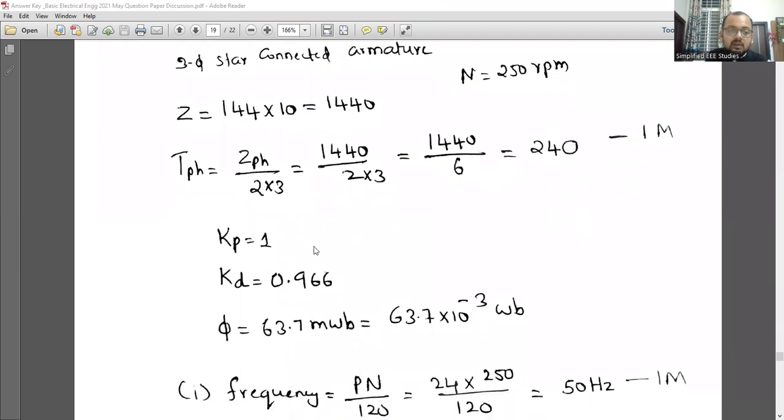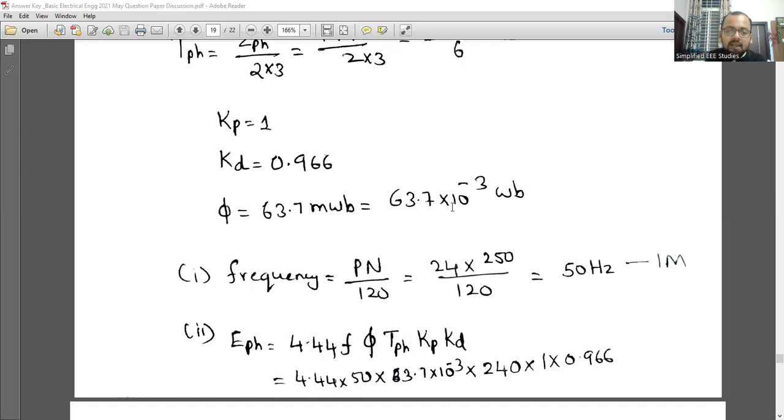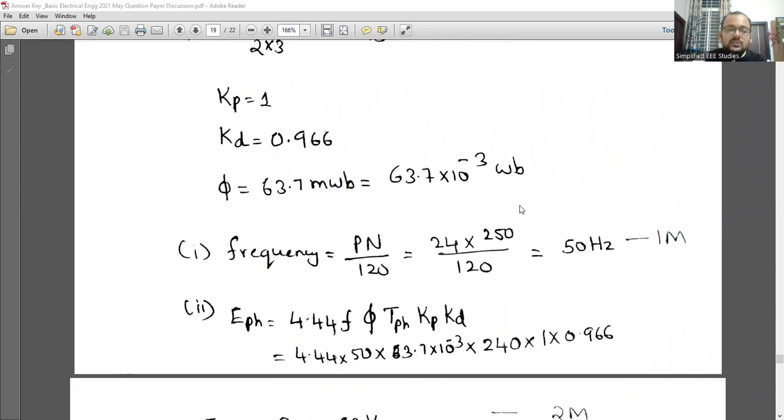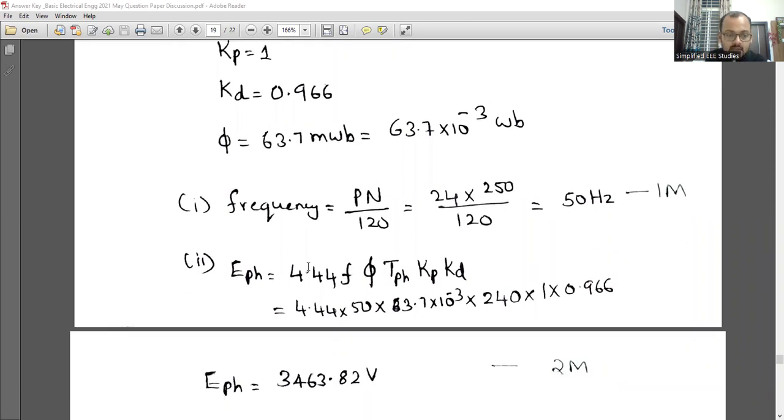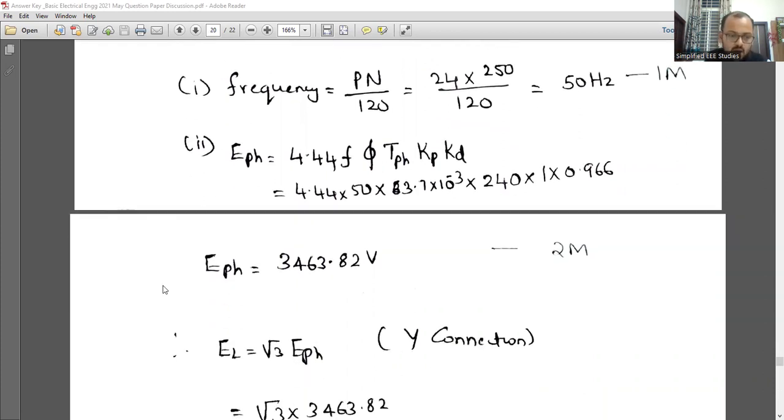You will be getting 1 mark. Kp, mention it as 1 because it's a full pitch. Kd also given. Phi, I have converted into SI unit. Frequency means Pn by 120. I'm getting 50 hertz. E phase, apply the formula 4.44 f phi T phase into Kp into Kd. This is actually RMS quantity only. That's why I have multiplied that, like ERMS by E average equal to 1.11. Therefore, ERMS equal to 1.11 into E average. I think you will follow.